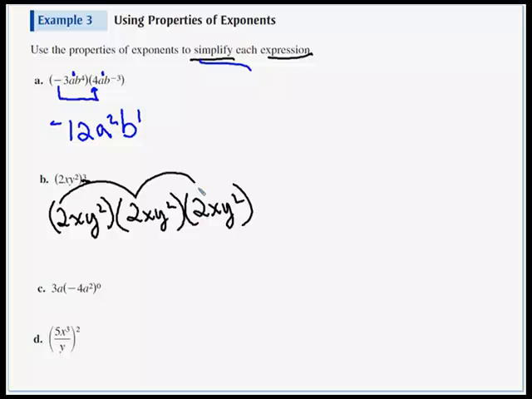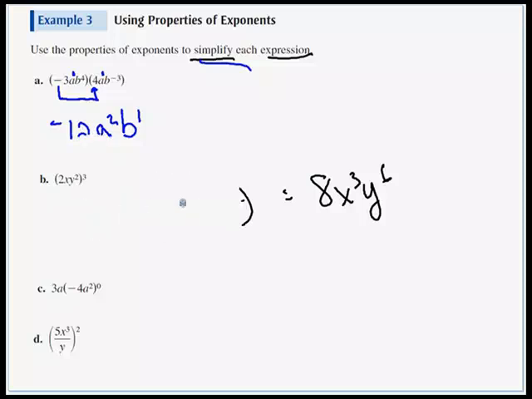2 times 2 times 2 is 8. X times x times x is x to the third. Y squared times y squared times y squared is y to the sixth. That's one way to look at it. A different way, instead of writing it out and multiplying, would be to distribute that outer exponent.